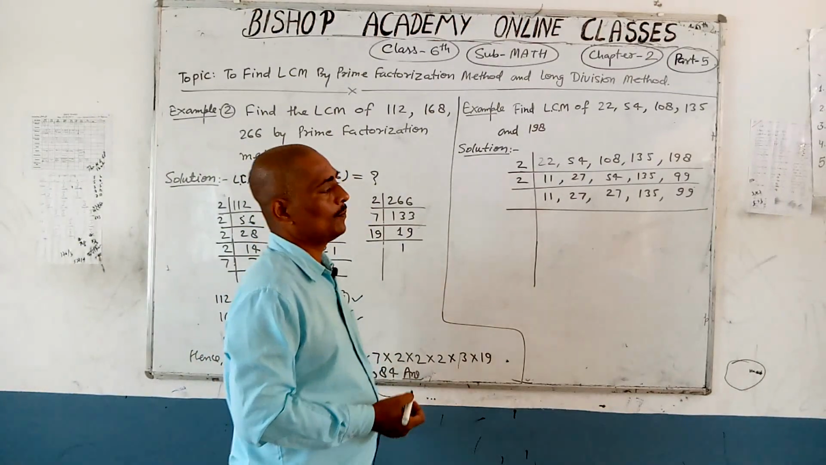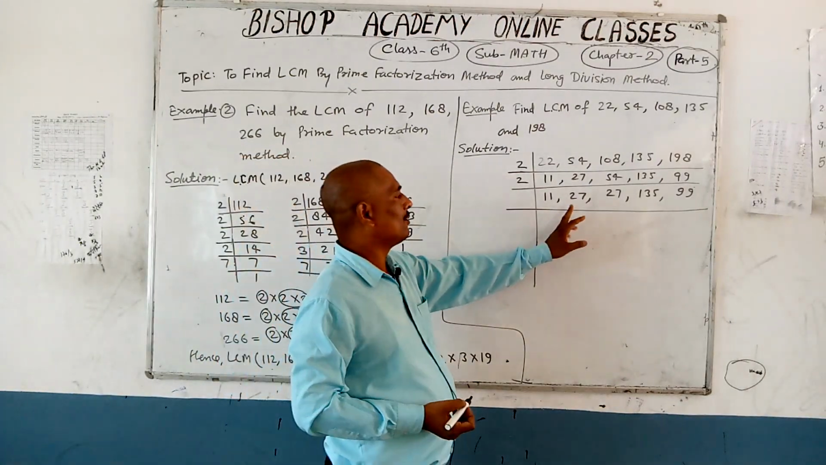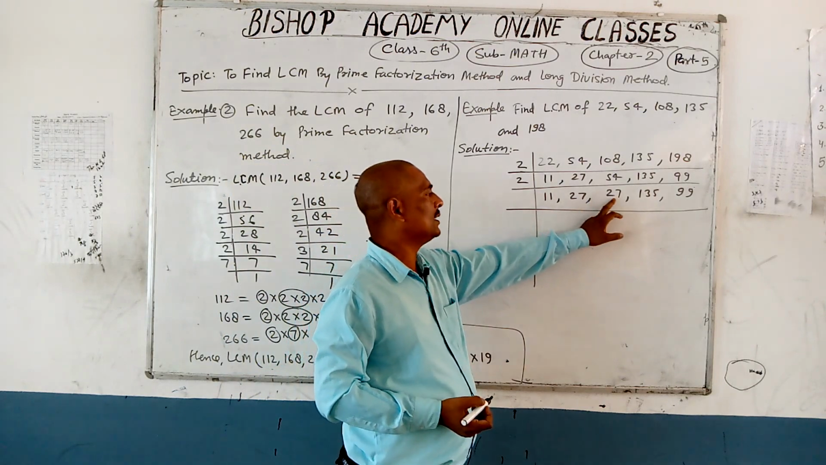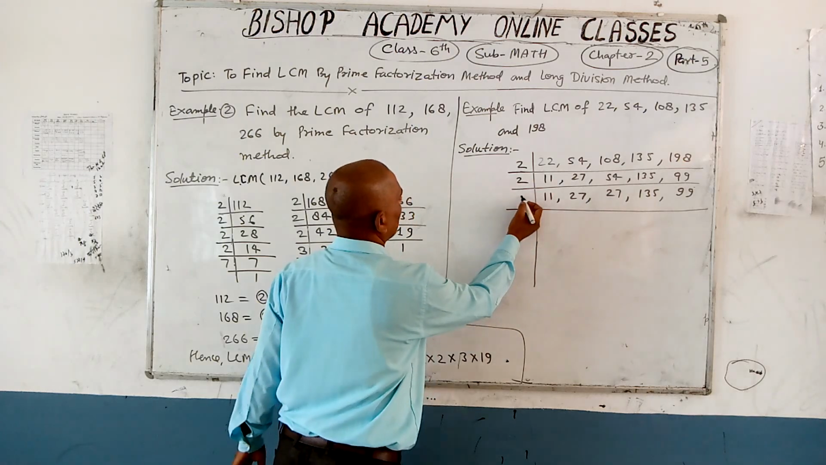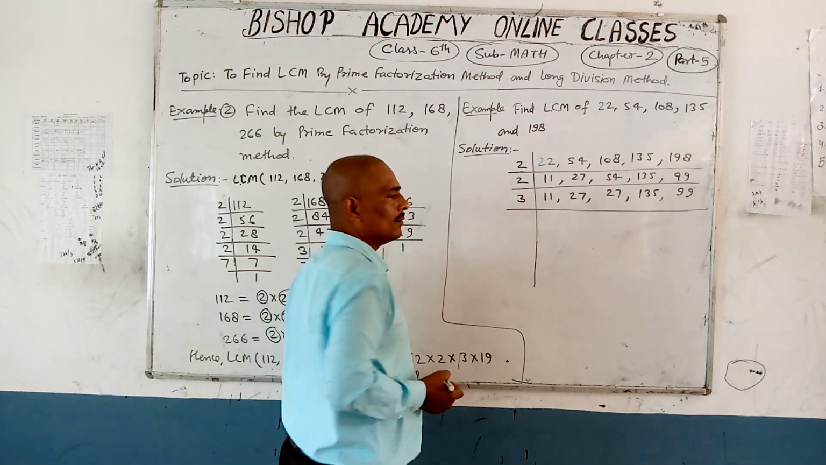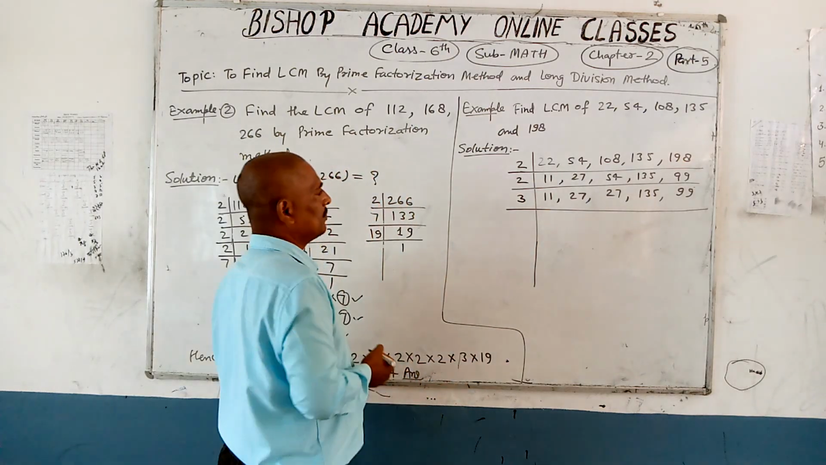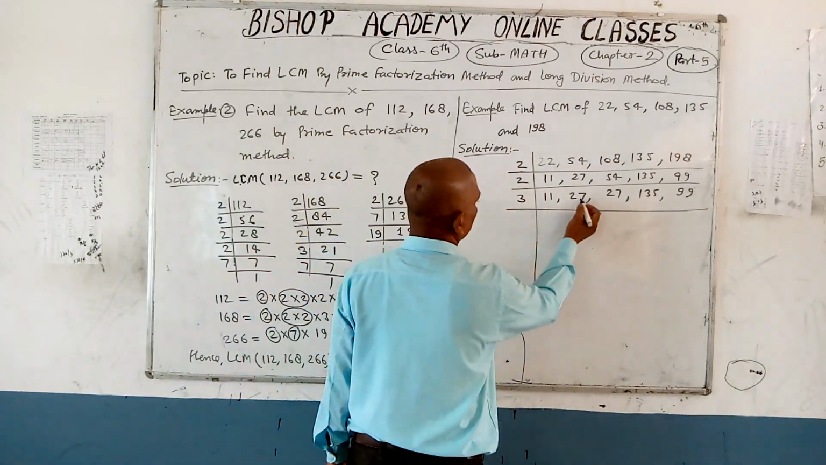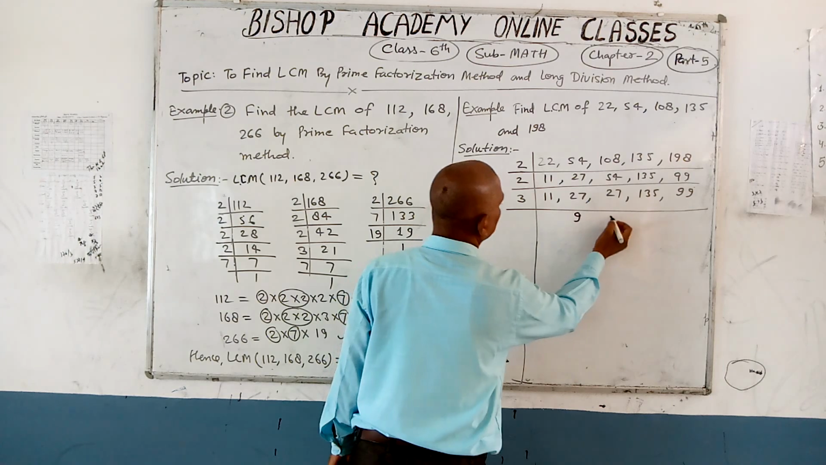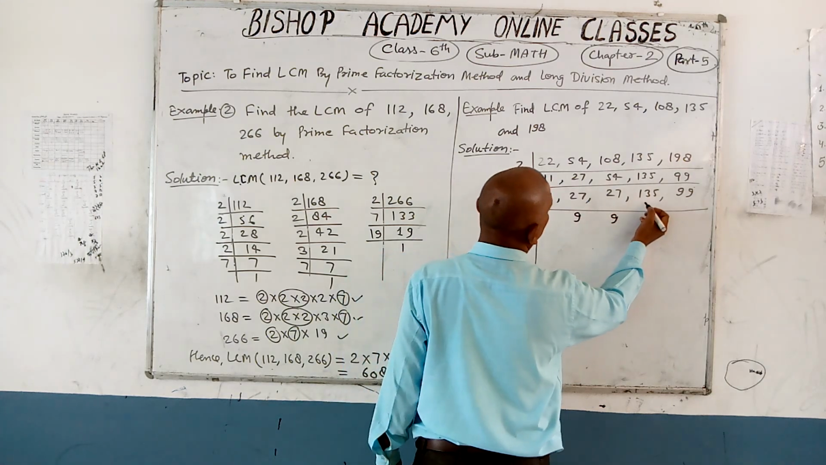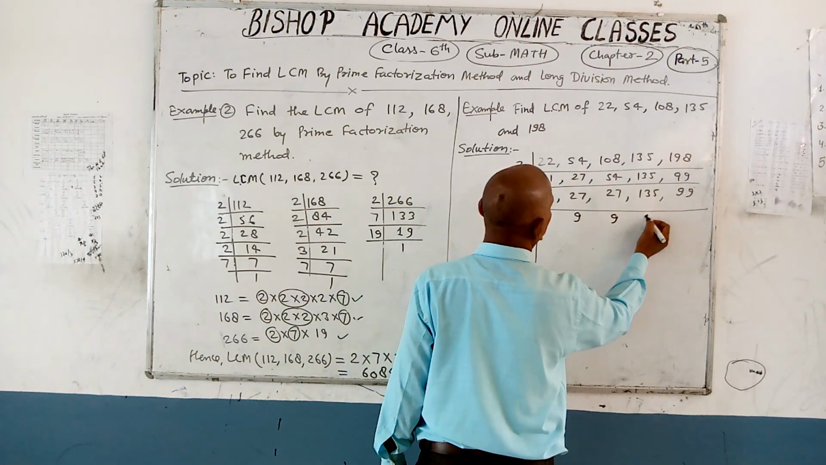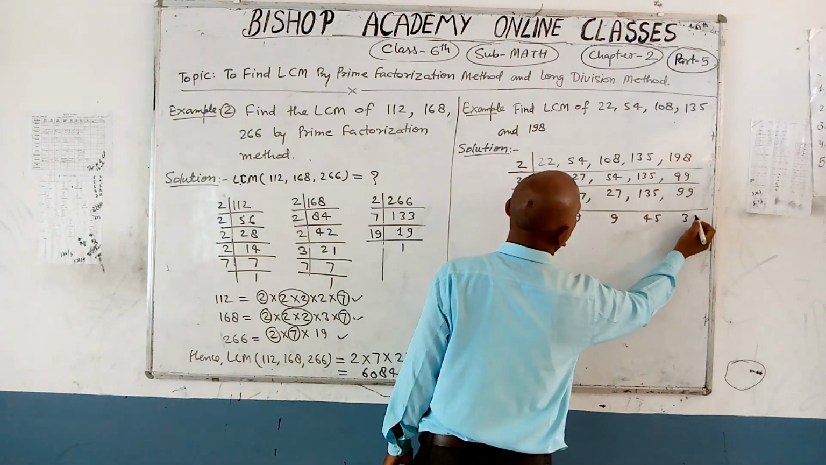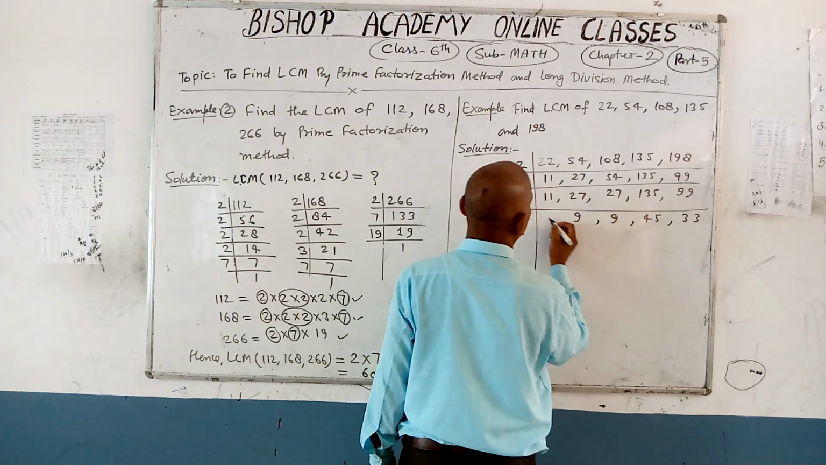Now see, no numbers here are divisible by 2, but divisible by 3. 27 divisible by 3. This is divisible by 3. So take the second smallest prime number. Second smallest prime number is 3. Divide 27 by 3. You get 9 here. Here 9 and 3 4 is 12. 3 5 is 15 here. 3 3 is 9. 3 3 is 9.